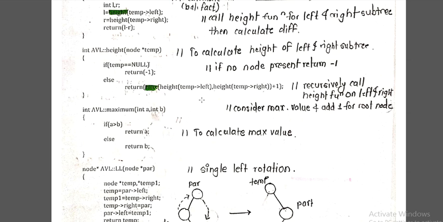But here the node, temp node, is also placed at some height, so for that we have to add 1. So this 1 is nothing but for that node itself we have added that 1. So 2 plus 1, the temp is at the height of 3, likewise. So here it will return the maximum value from the height function.